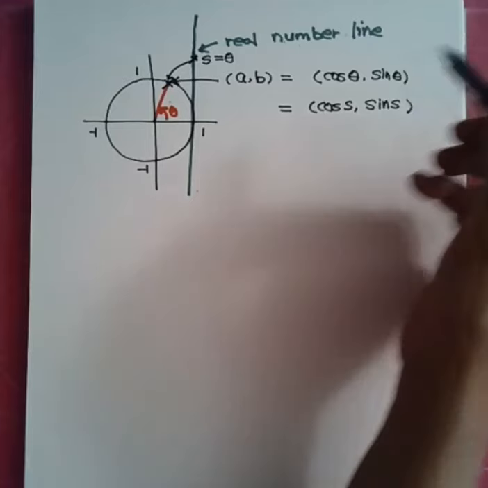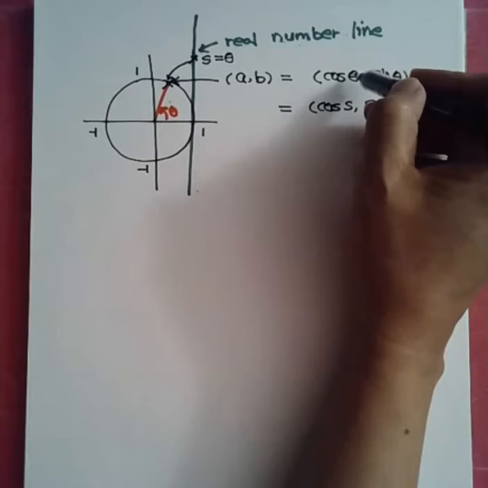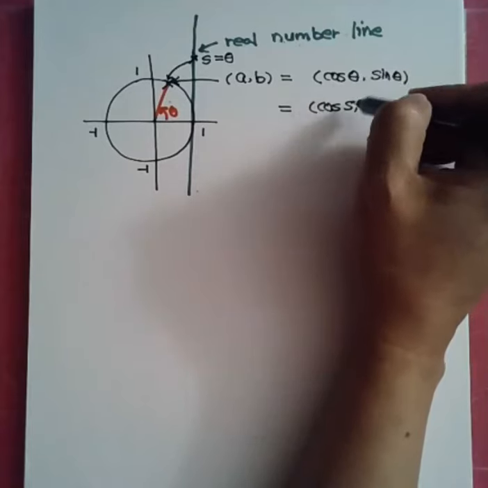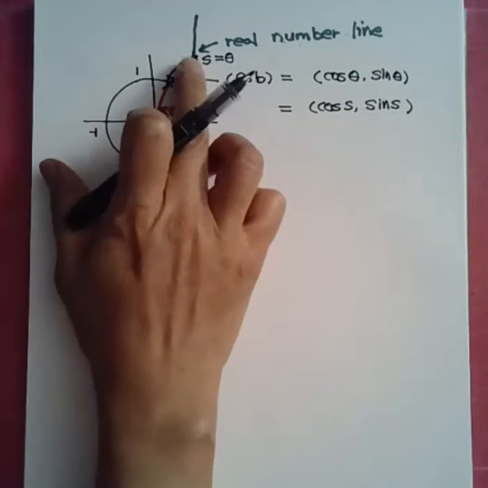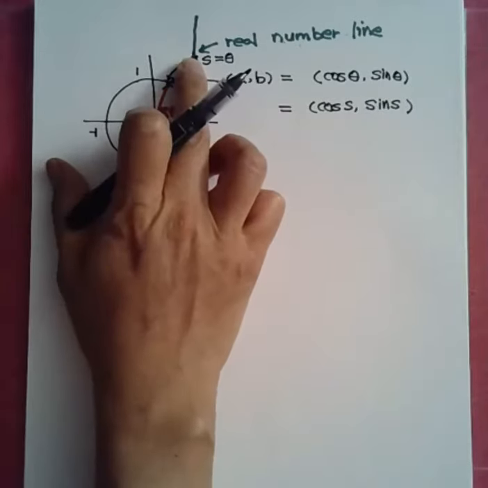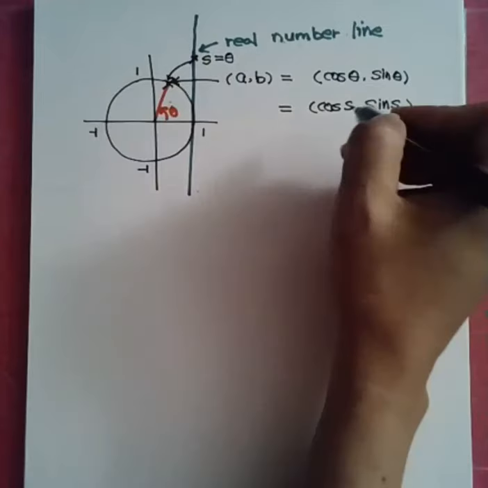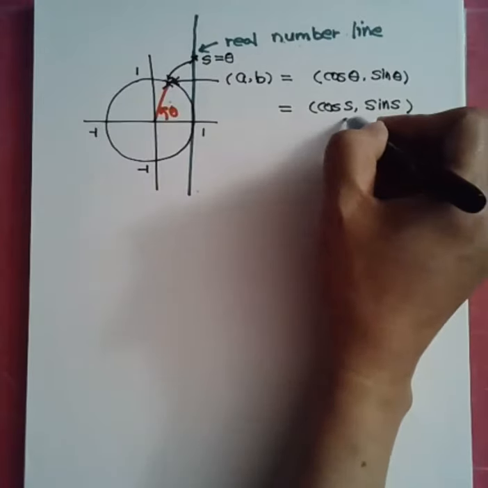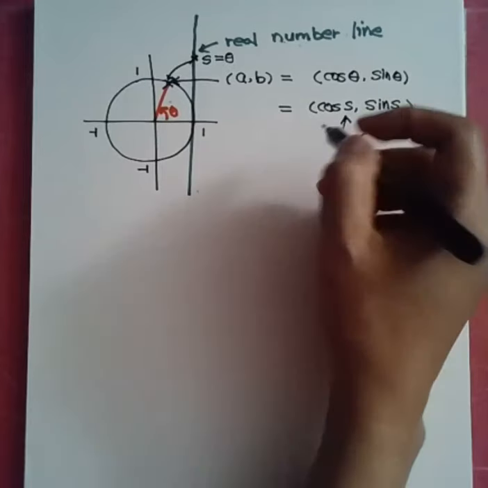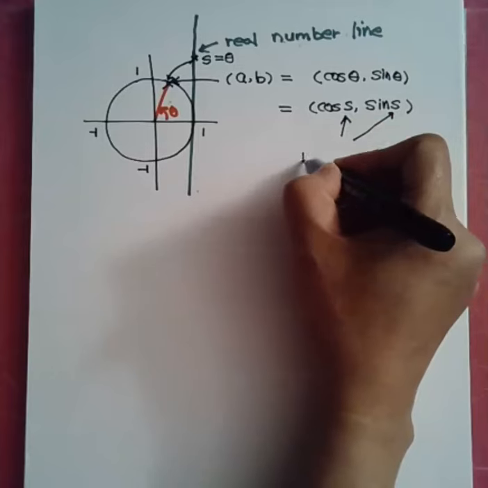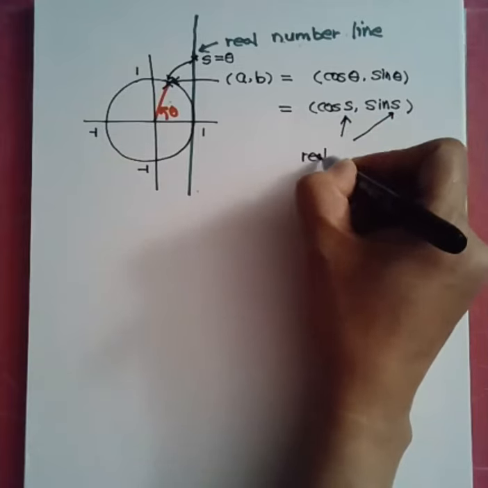Here, theta has a geometric interpretation, that is an angle. S also has a geometric interpretation, that is an arc length. However, that S was chosen on the real number line, so we can just forget the geometric meaning of S, and we can just view that as a real number.